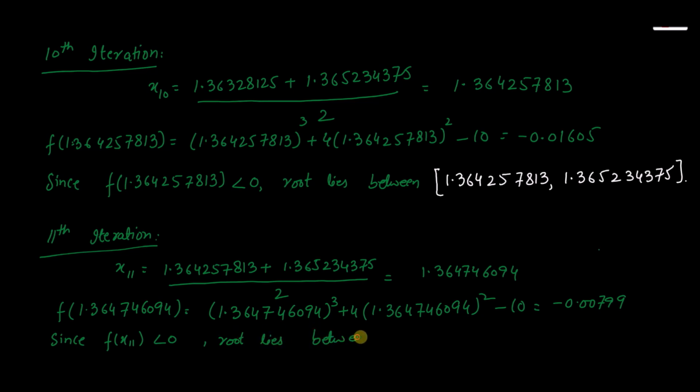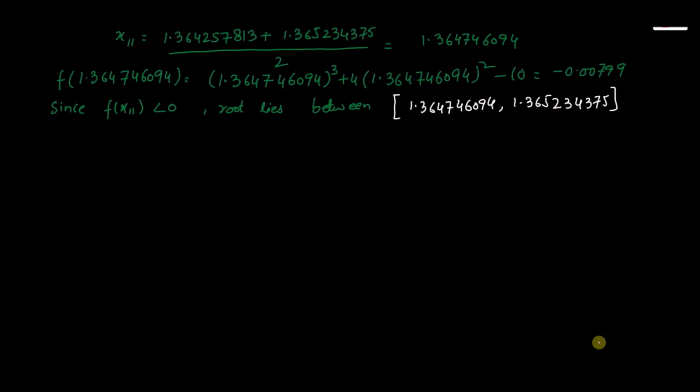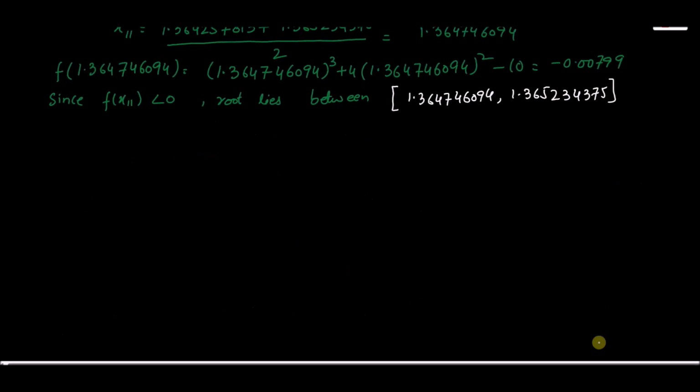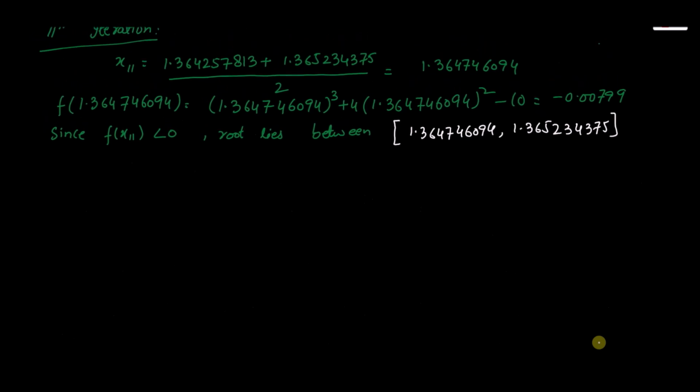the root lies between. So we need to update the interval on the negative side. It should be 1.364746094, and the positive side will remain the same, 1.365234375. So still we didn't achieve the accuracy to three decimal places, so we need to go for more iterations. Let's proceed to the 12th iteration.